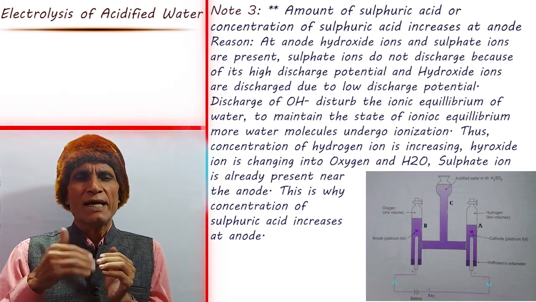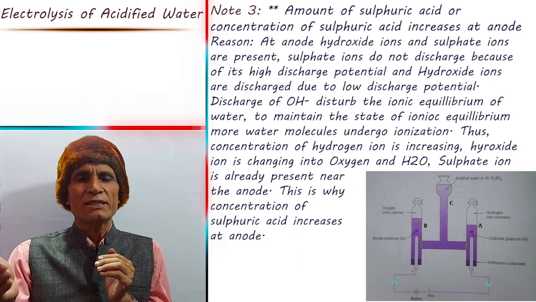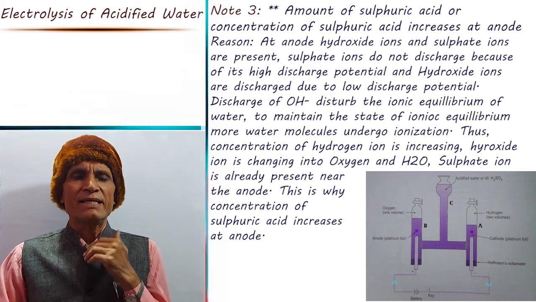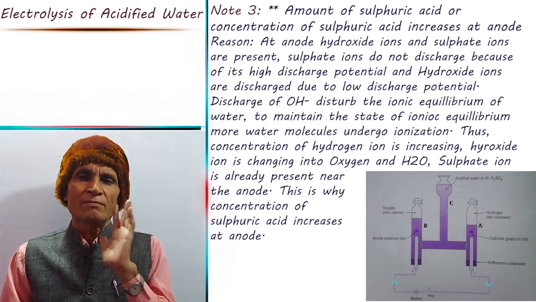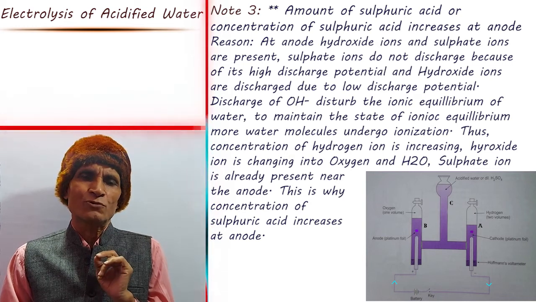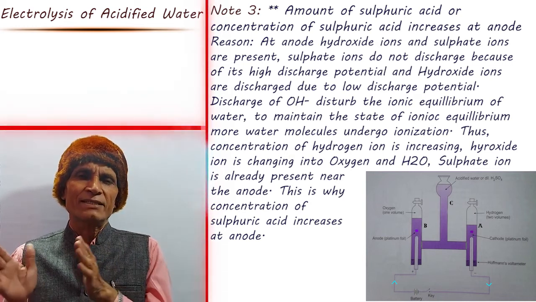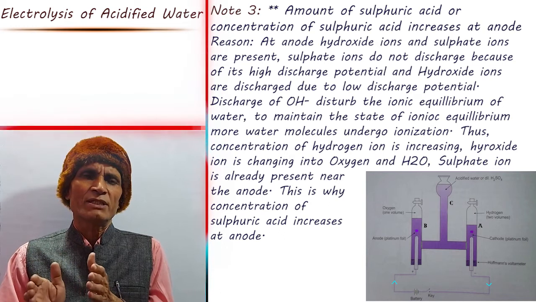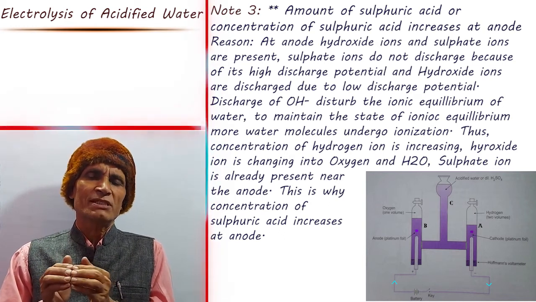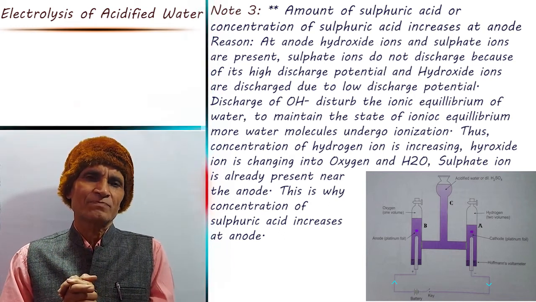Thus, hydrogen ions are also increasing. Hydroxide ion is changing into oxygen and H2O. Sulfate ion is already present. This is why the concentration of sulfuric acid near the anode is increasing.